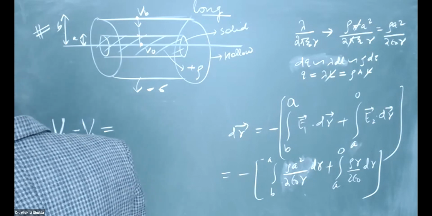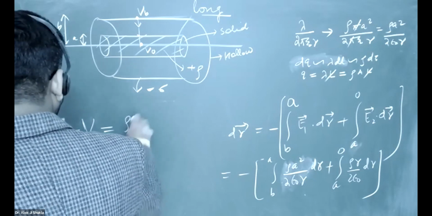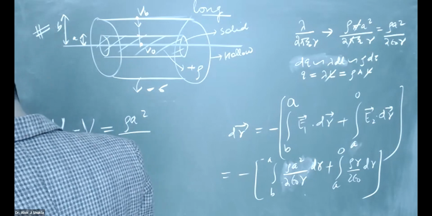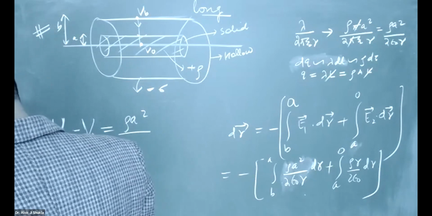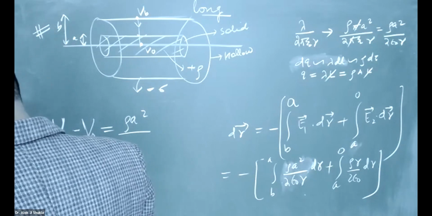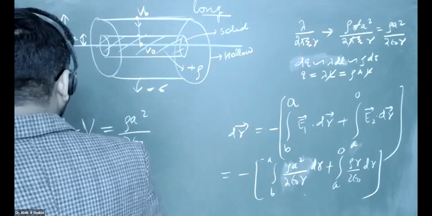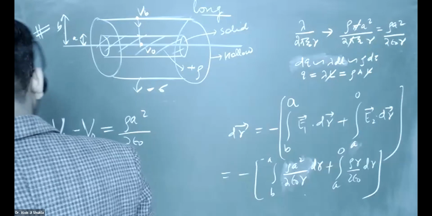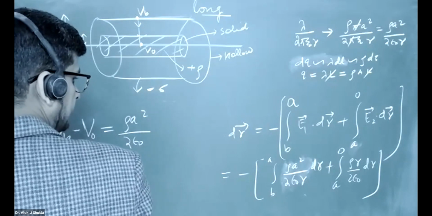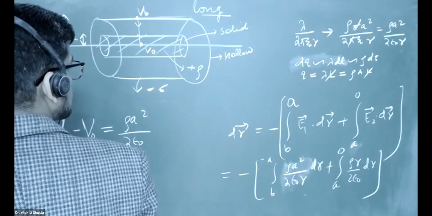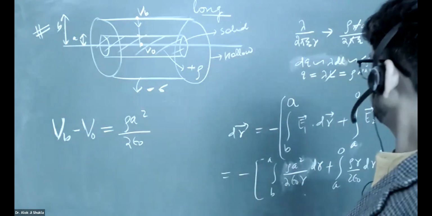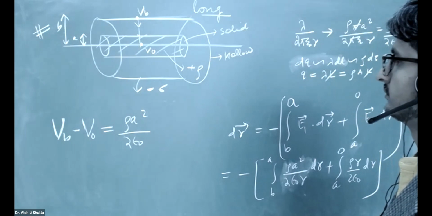VB minus V0 is rho a square upon 2 epsilon 0, ln b by a, half plus ln b by a. सॉरी, सर ब्रैकेट में मेरा आ रहा है हाफ प्लस ln b by a.